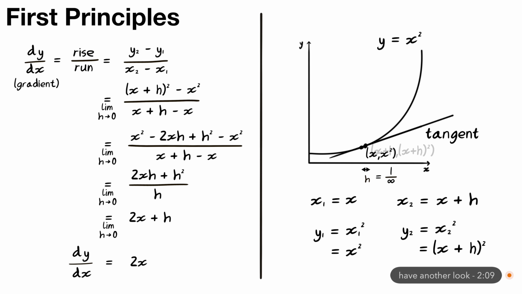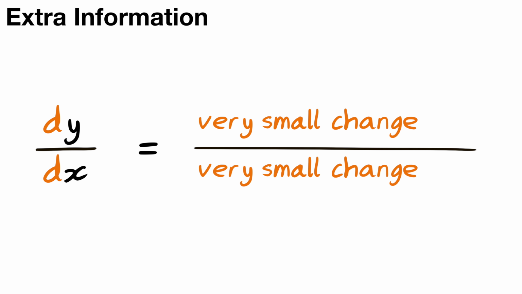Now, you might want to go back and have a second look, so I've put the time on screen. Now that we've done that, it makes sense to tell you that the d in dy by dx actually means very small change. So you could just say dy by dx as very small change in y over very small change in x, which is basically rise over run on a very small scale, which is what we just did.